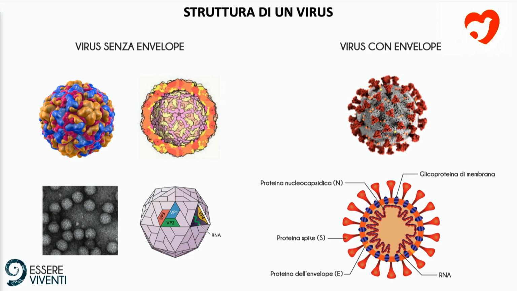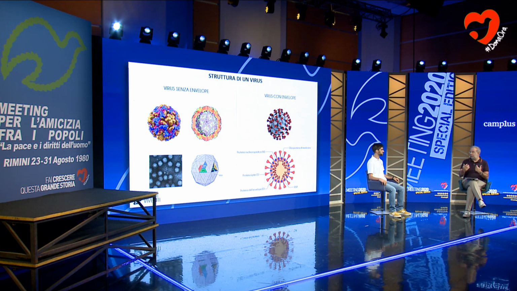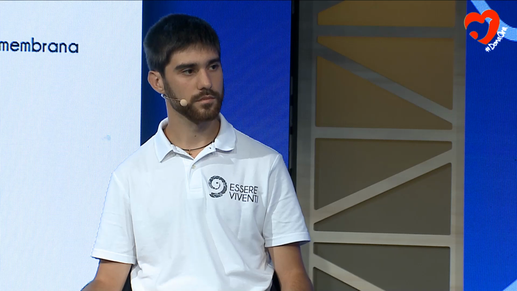Outside the protein coat, there can sometimes be a double lipid coat taken from the host cell, which is called envelope, from where there's proteins coming out interacting with the host cell.